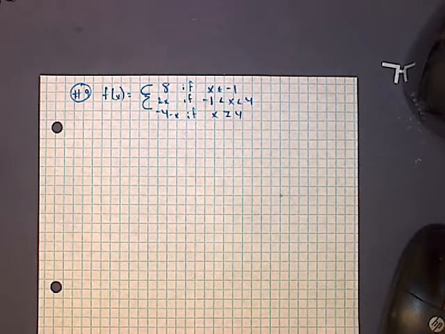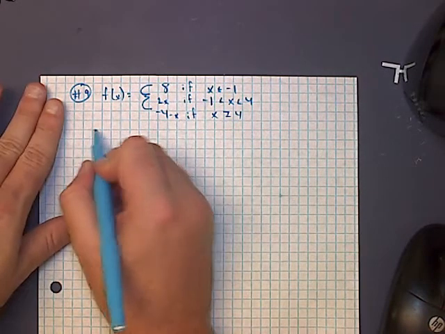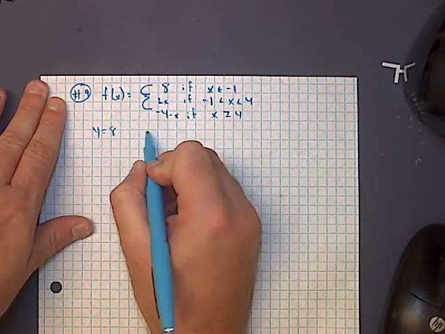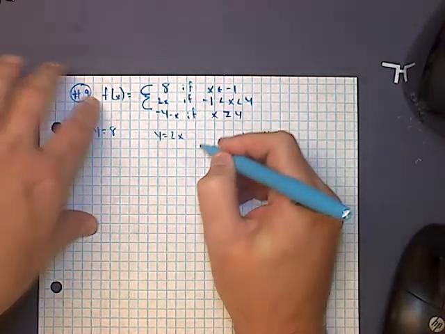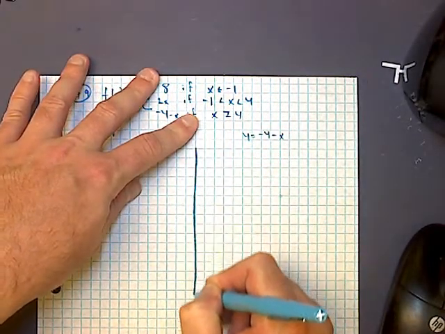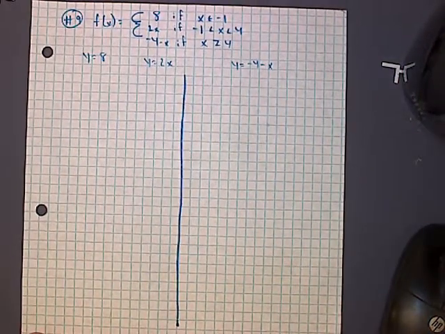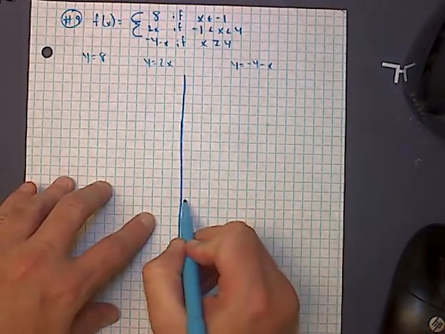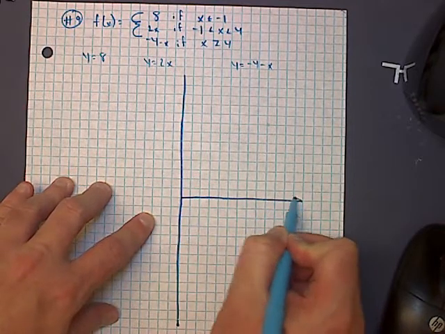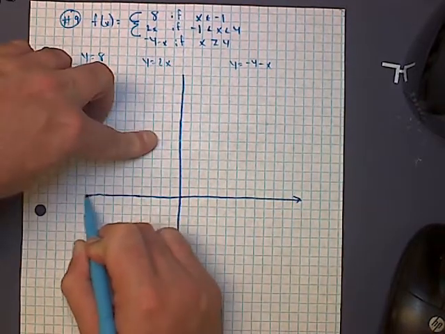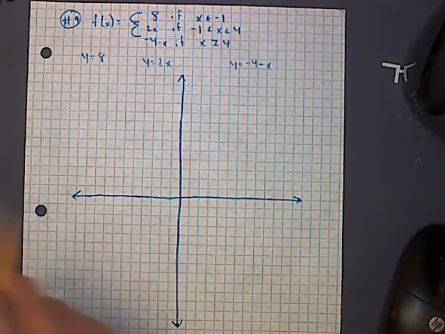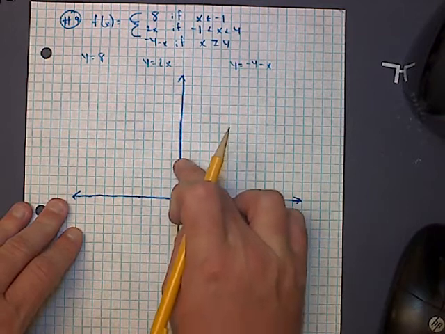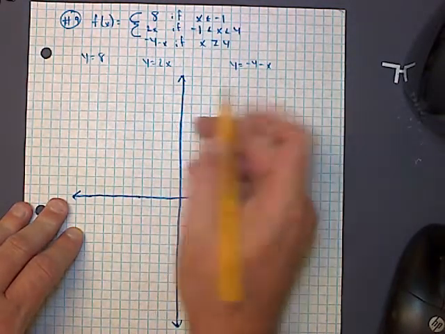Alright. So let's look at these three functions. We have y equals 8, y equals 2x, y equals negative 4 minus x. I'm going to draw a pretty big graph here for you to see it. Y equals 8. I go to 8 on my y-axis: 1, 2, 3, 4, 5, 6, 7, 8.